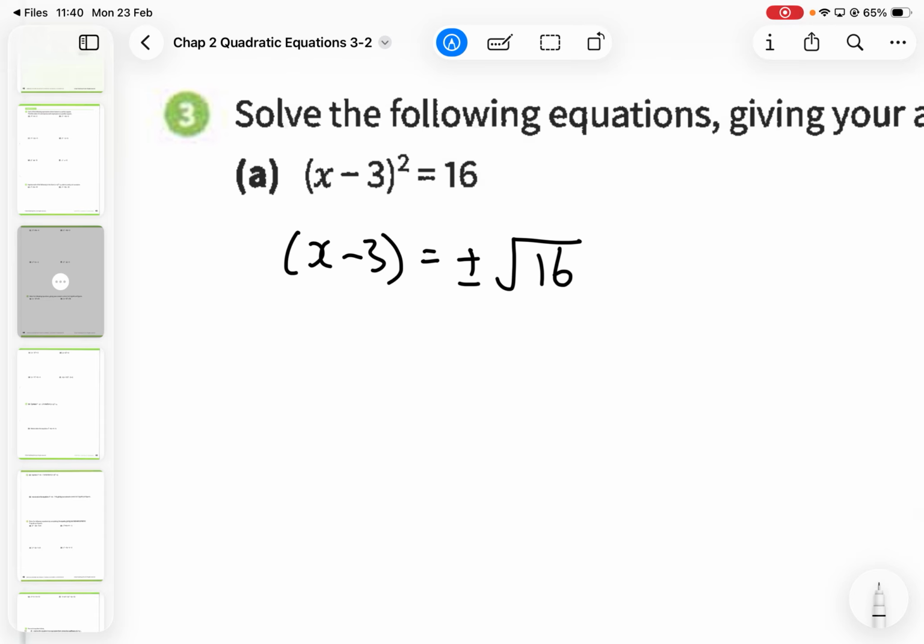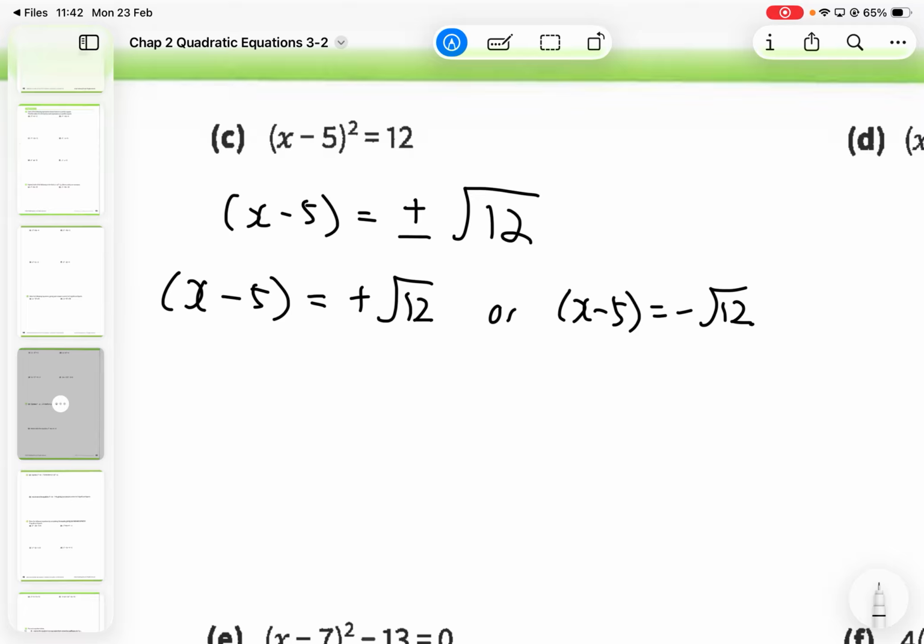Okay? Okay. Then you all try B and D. Your x is inside the bracket. So when I finally want to know what is x, I get rid of the square first. I square root both sides first. Try. D also same.